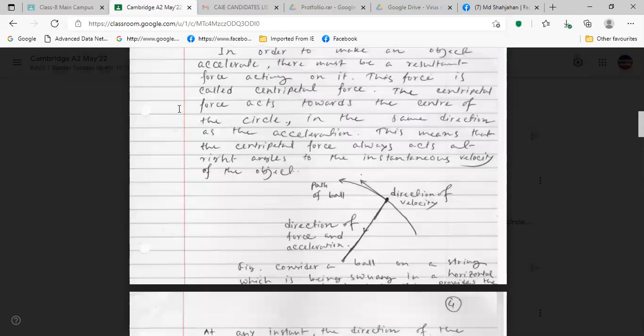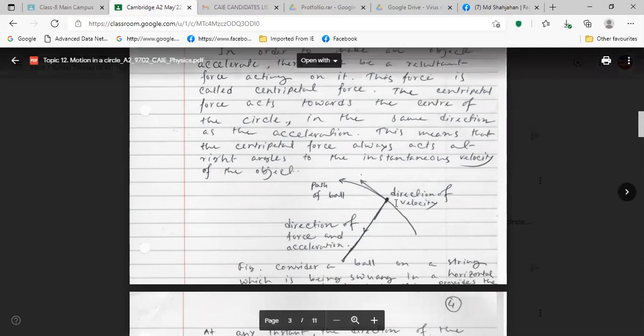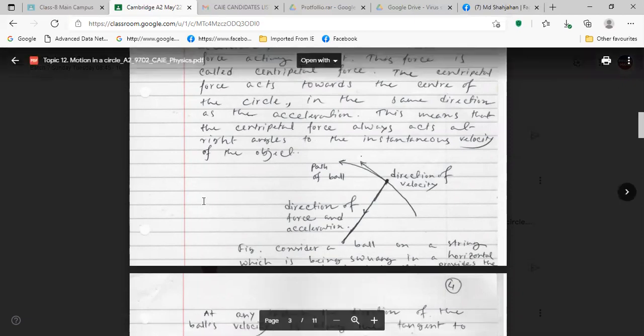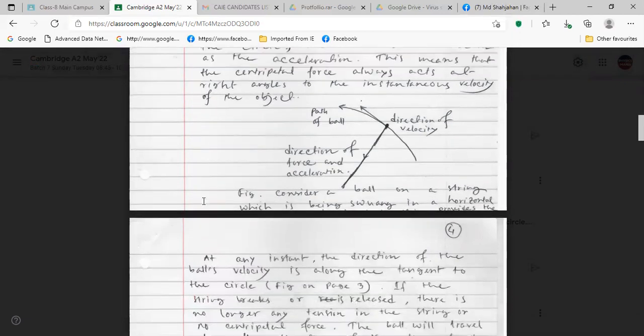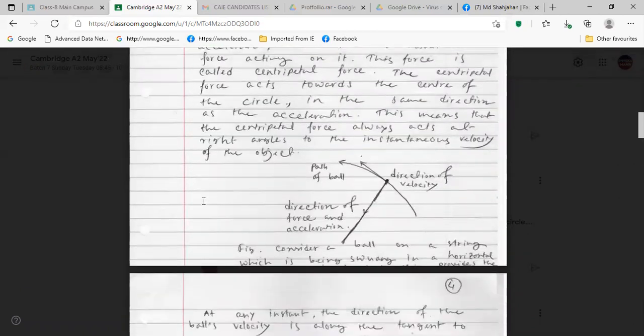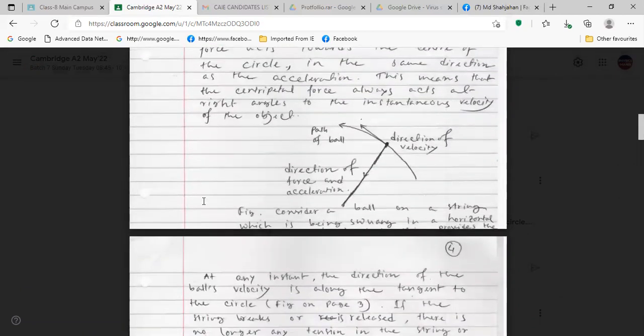Instantaneous velocity means the velocity for a particular moment. And for a particular moment, it is straight, right? It has a direction. Yes, sir. And we have this diagram. We should draw this diagram. After writing this heading, centripetal acceleration, you draw this diagram. Yes, sir.